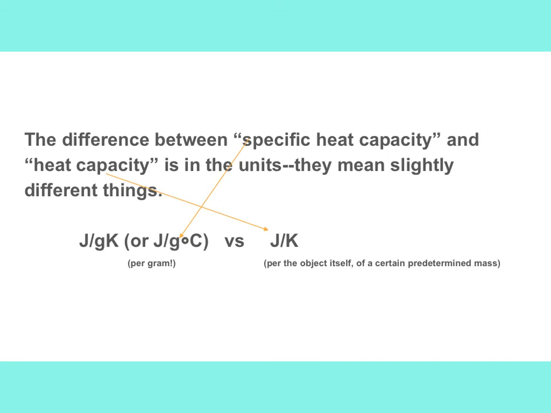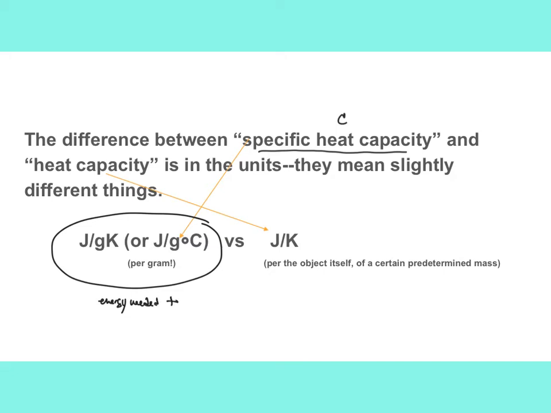I do want to point out that there is a difference between specific heat capacity, this value C in the MC delta T equation, okay? That's a value you have used in the past, and it is based upon the amount of energy needed to raise 1 gram of this substance by 1 degree Celsius or 1 degree Kelvin, because that's a delta T. Okay, this is the value you're probably more familiar with.